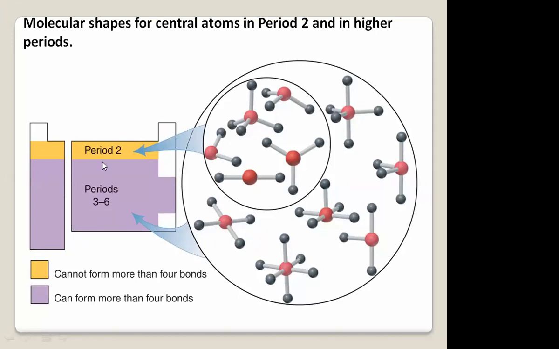Why? Because you have the d orbital from period 3 downward. Period 2 does not have d orbital. Period 3 downward has a d orbital. And don't forget that sp3d and sp3d2 are the ones that can form these other shapes, and you can have distortion of them to form the other shapes in the cycle.